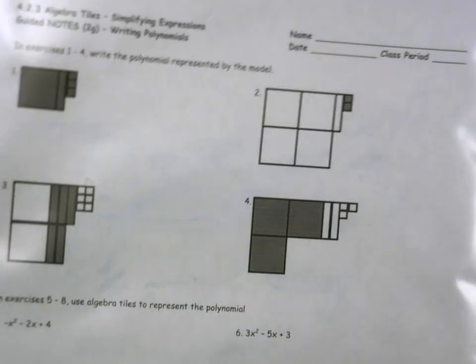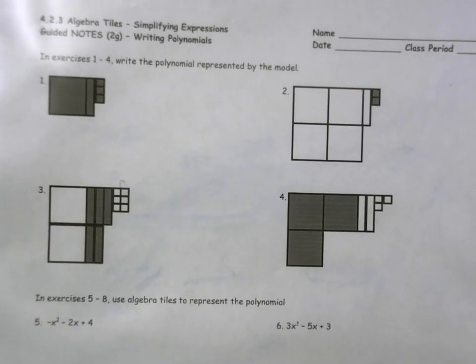Then anything with a darker color, if it's not labeled for you, is going to be your negative. That's talking about the negative. Okay. So look at the very first one right there. What does my big dark X represent? Negative X squared. It's a big square. Yep.